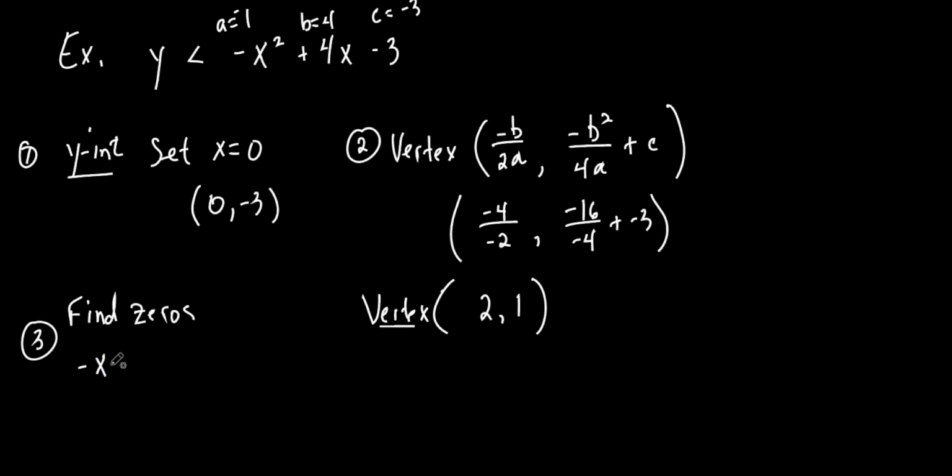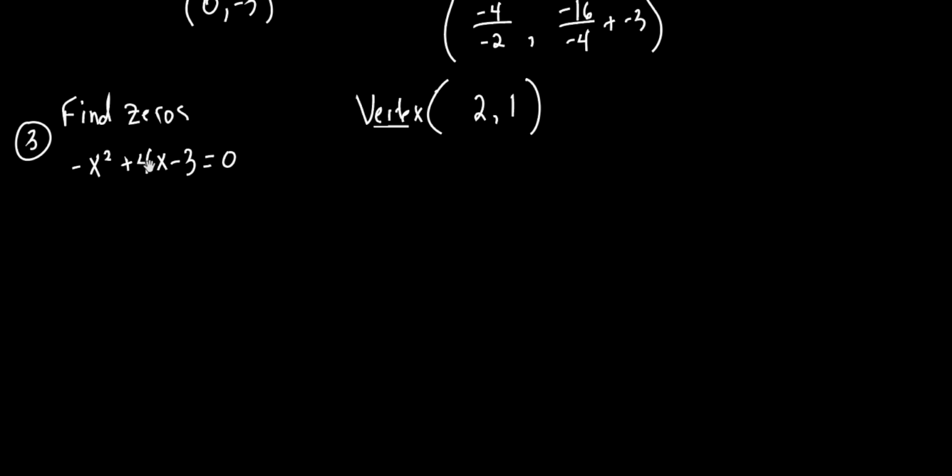So I've got negative x squared plus 4x minus 3 equals 0. Now, what we have to do is just solve for x. Once I solve for x, that's the zeros. That's where my graph is. Well, it would actually be like this, wouldn't it? Because it's a negative x squared, it would be opening down, all right? But that's where it would hit the x-axis.